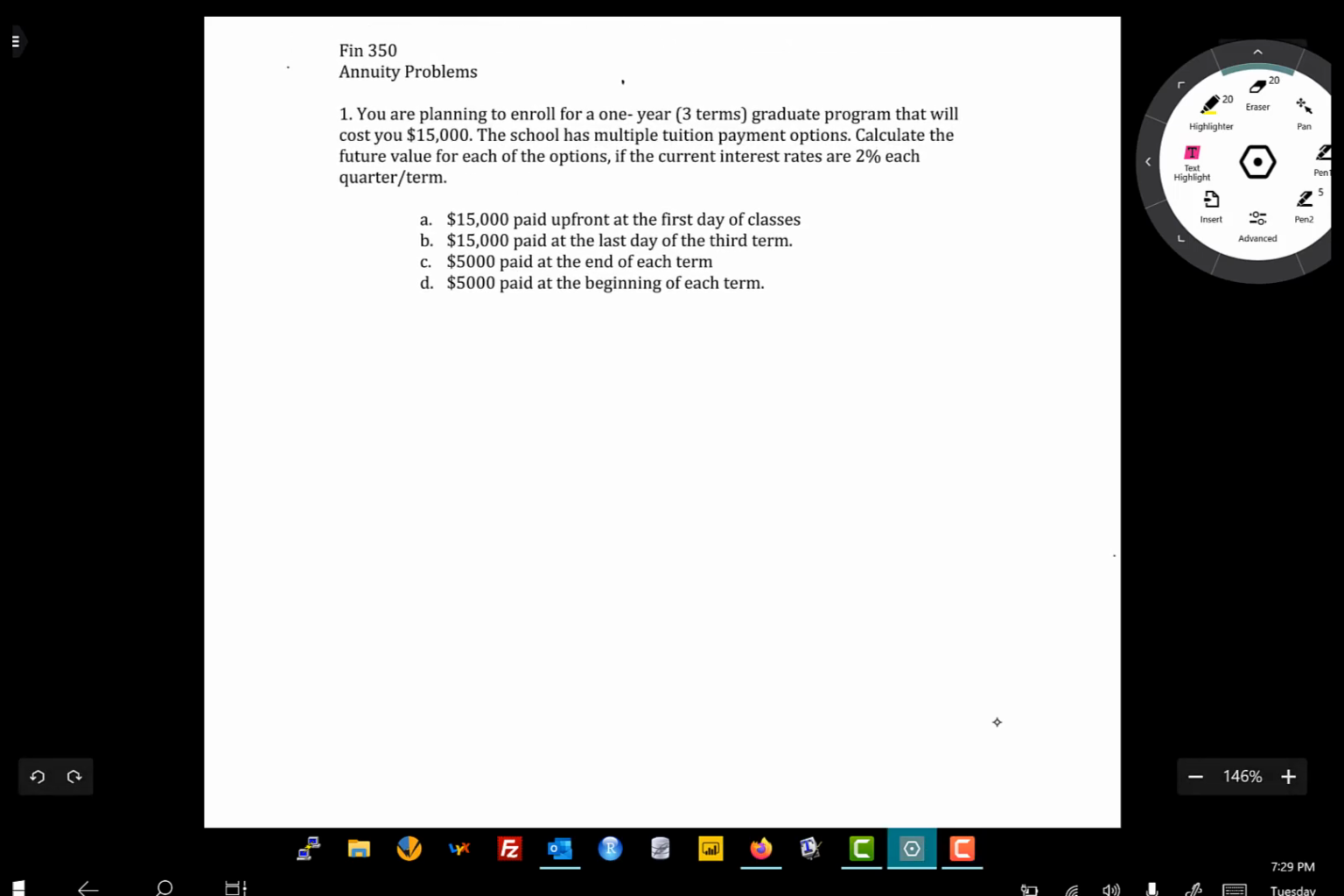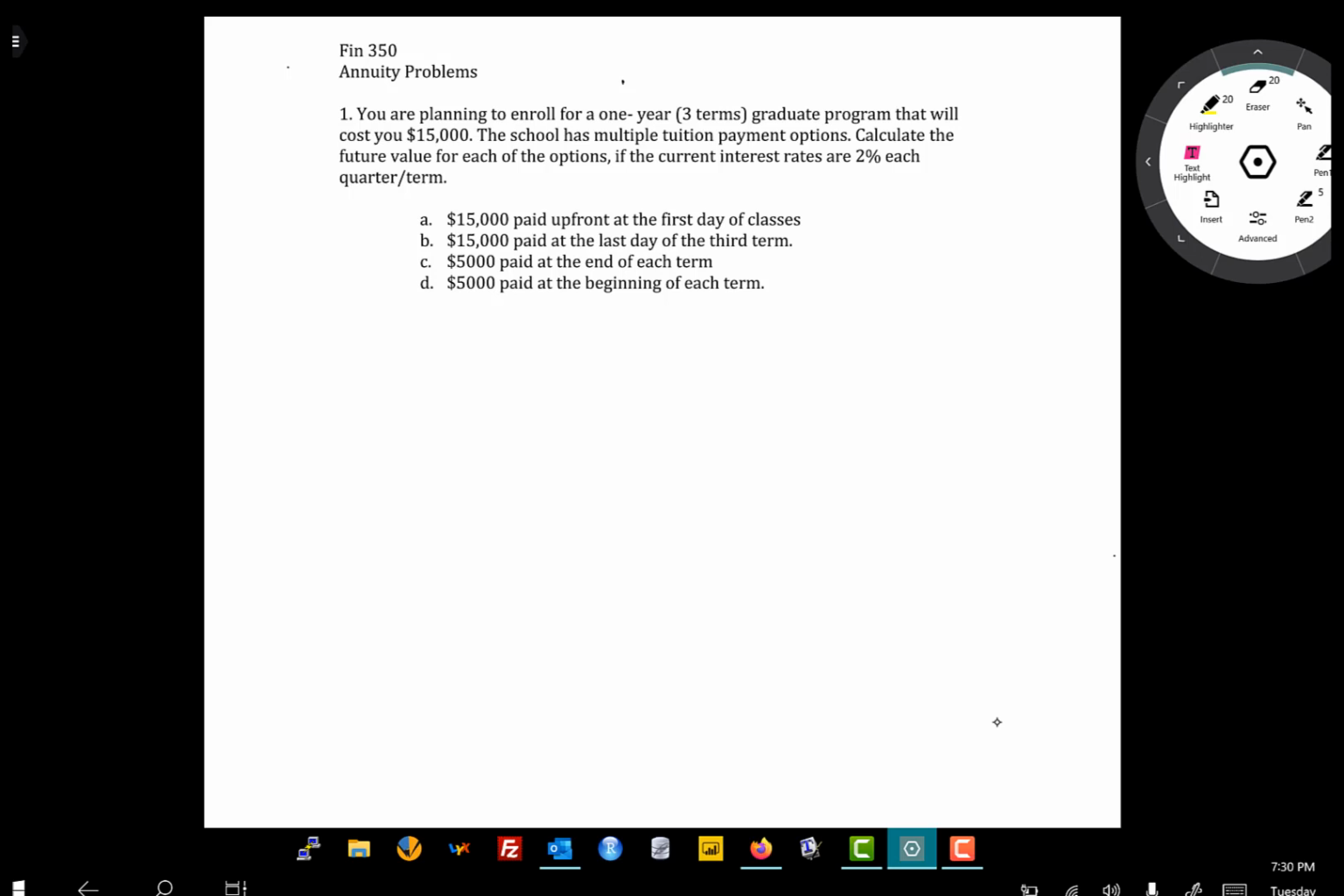In this video, we're going to go over the annuity formulas. So we're going to see how to solve for the future value of an ordinary annuity using the annuity formula. In this problem, we have 4 different payment methods for your graduate school, all nominally costing $15,000, but we want to find out what is the future value of these payments.